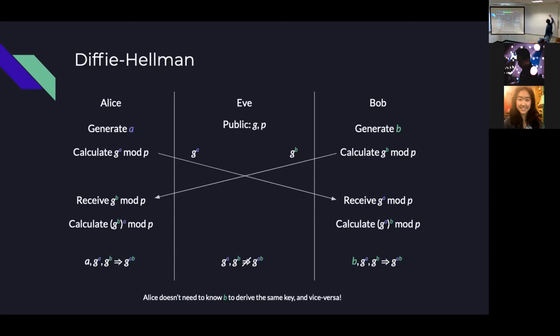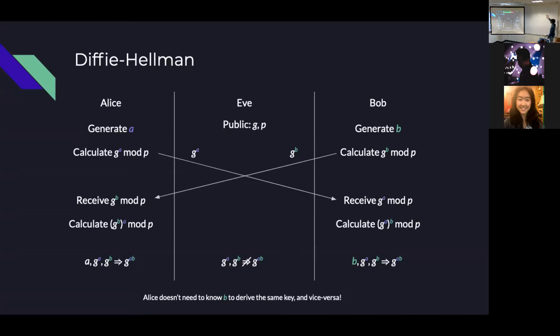So now Eve knows G to the A, but Eve doesn't know the value of A. And that's because of the discrete log problem. She can't go backwards from G to the A back to A. Bob is going to do the same thing. Again, he can't just send B over, but he's going to compute G to the B and send this.